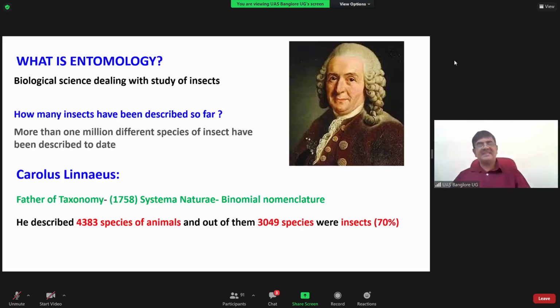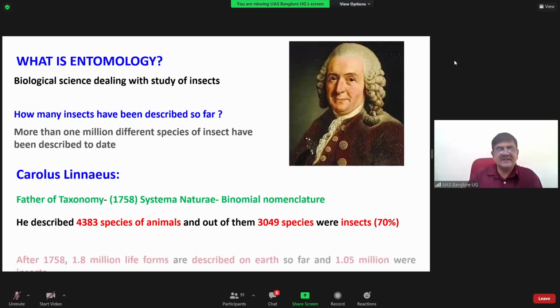In the 10th edition of Systema Naturae, he described around 4,383 species of animals, and out of them 3,049 species were insects. So out of 4,383 species, 3,049 species described by him were insects. This accounts to 70%, that is, 70% of organisms described by Carl Linnaeus were insects.